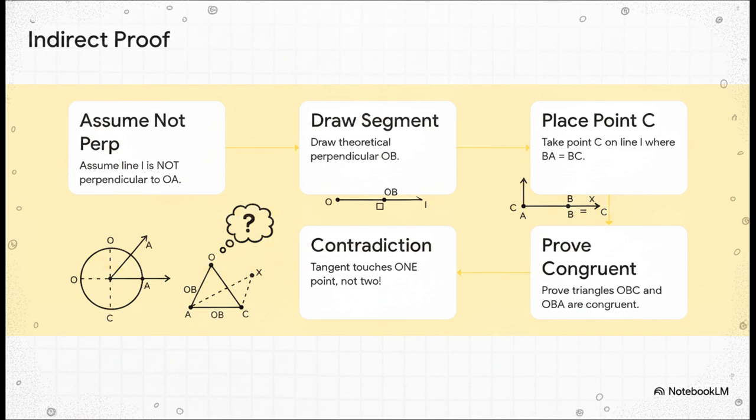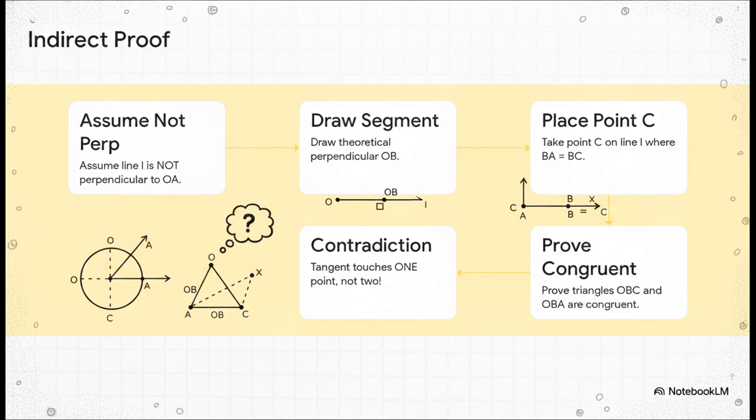Step 1. We assume our tangent line is not perpendicular to the radius. Step 2. We invent a new segment and pretend that it is the true perpendicular. Step 3. We place a point C on the line matching the distance of our original point. Step 4. By using the side angle side congruence test, we prove our 2 triangles are perfectly congruent. This means the hypotenuse is equal to the radius, forcing point C to also lie on the circle.